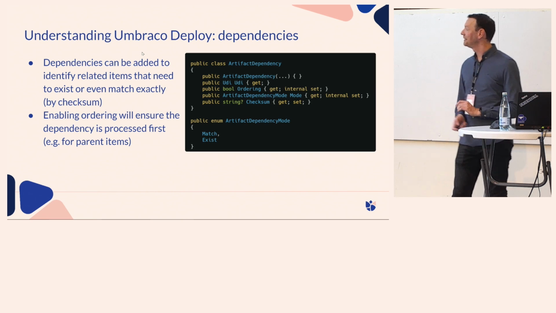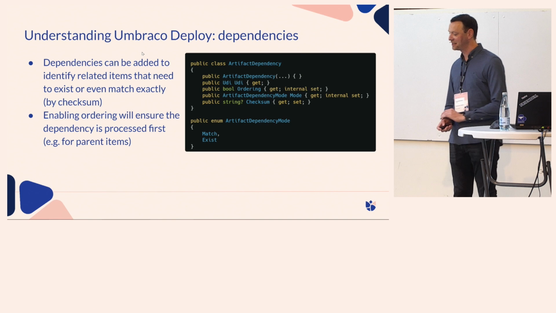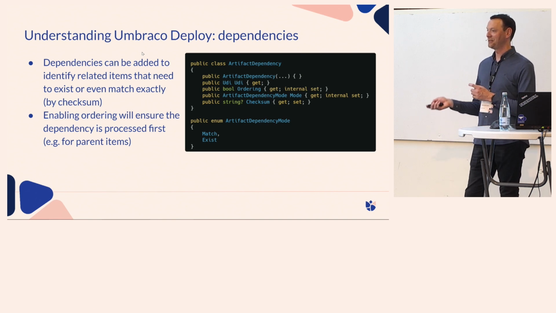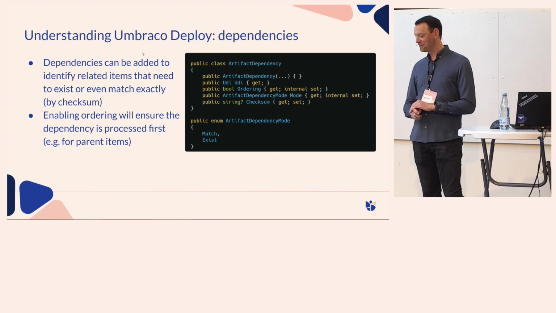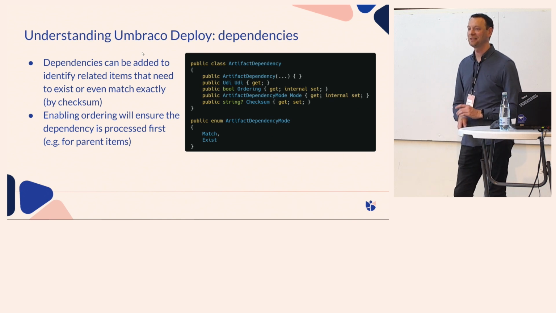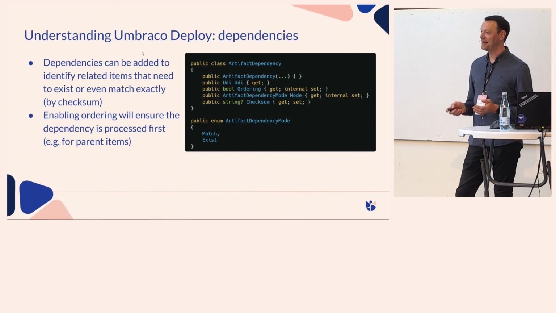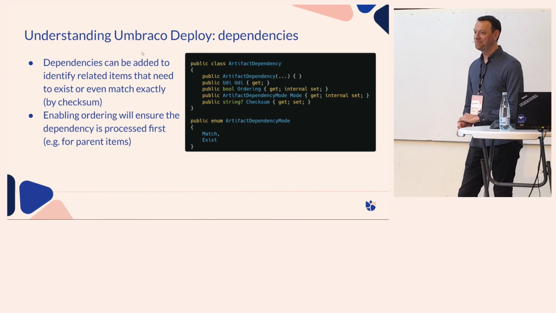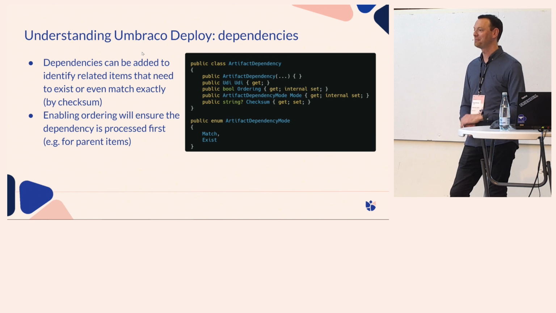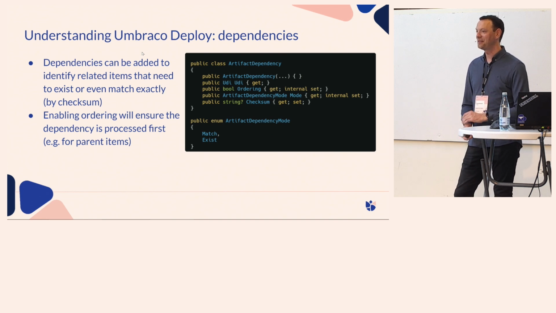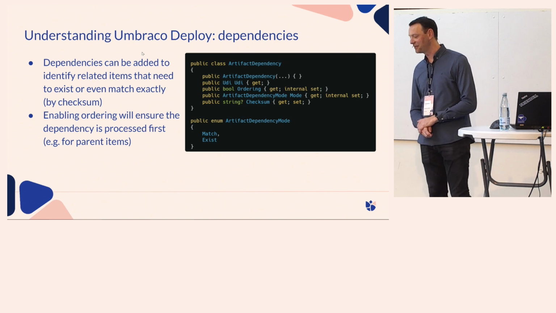Next up, as I mentioned, there are also dependencies, and the dependencies that are added relate to or identify related items that can exist or need to match exactly. So, for example, you can add a parent item and make sure that it exists, because you can't deploy an item with a parent if that parent doesn't exist on the other environment.